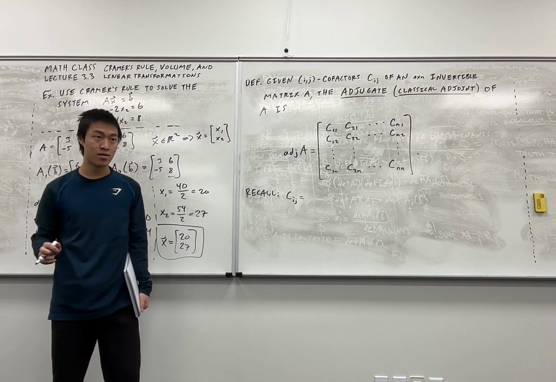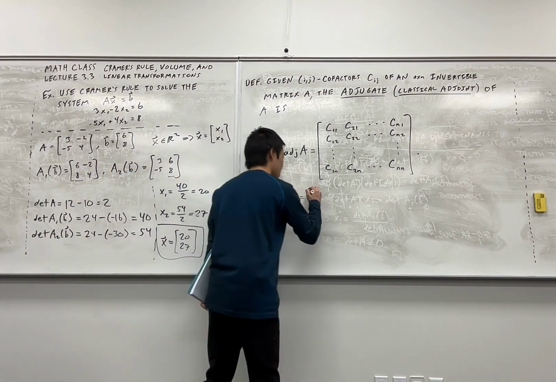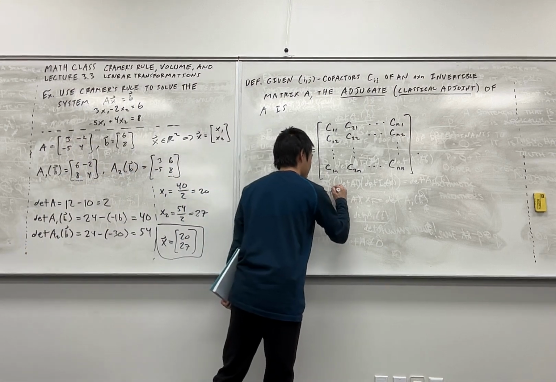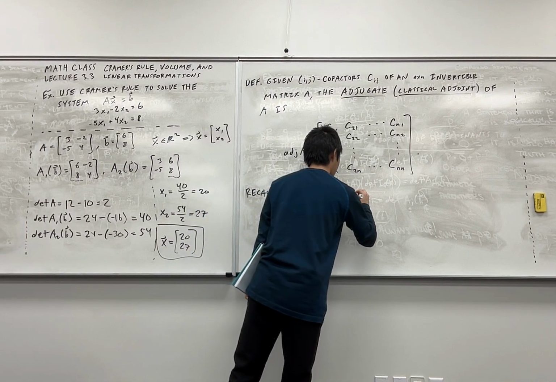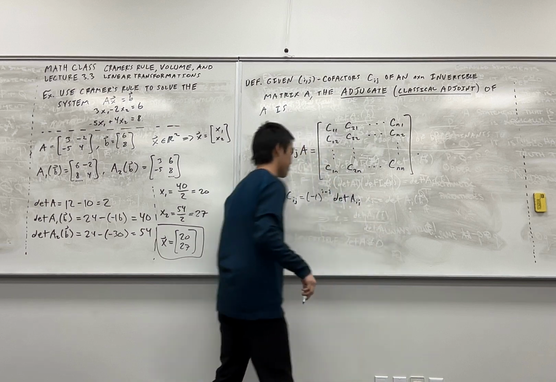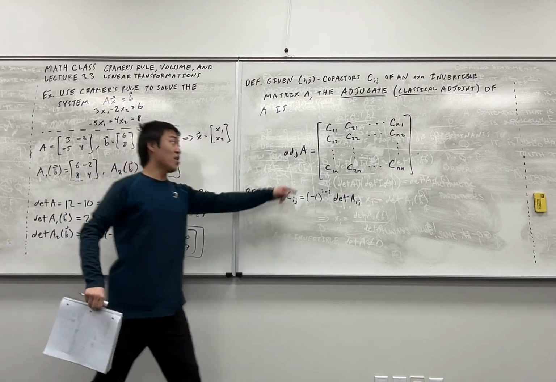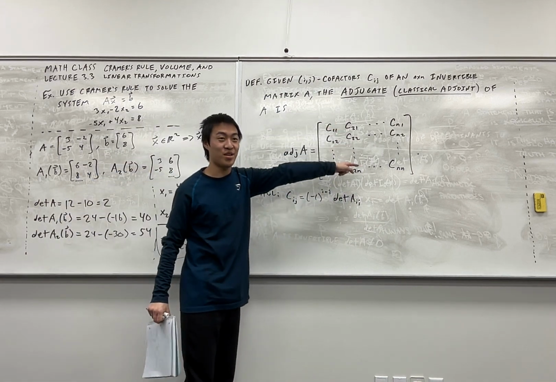Oh, you delete the alternating component, (-1) to the i plus j, and the determinant of Aij. Good. So this is going on in every single one of those entries.